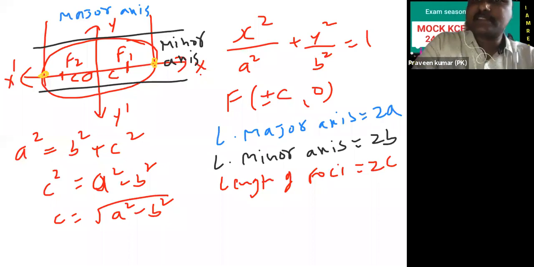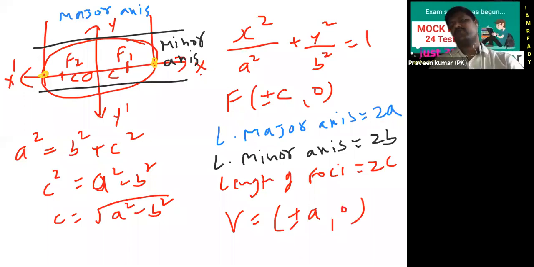This is called the vertex, a comma 0. Vertex is plus or minus a comma 0. Focus is plus or minus c comma 0. Understand? Right.